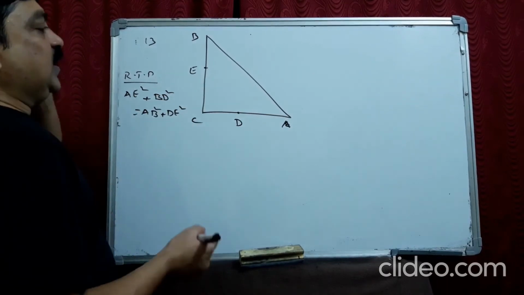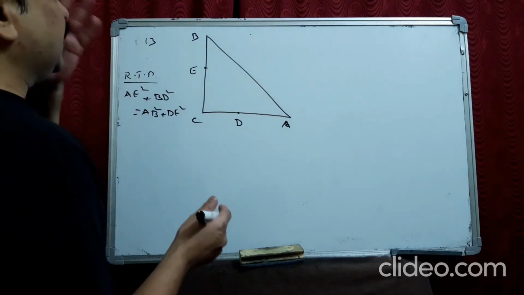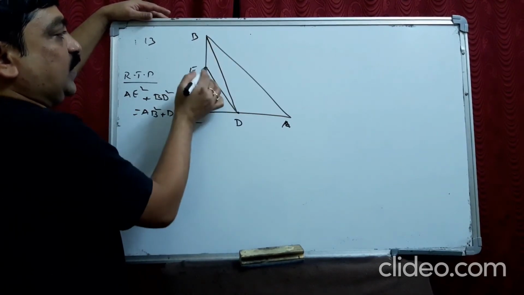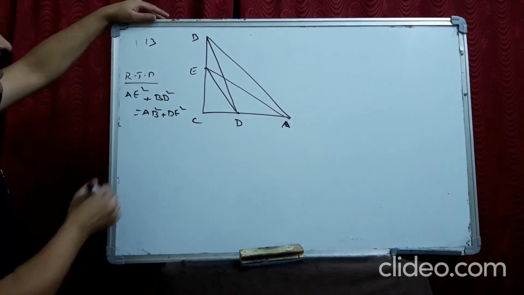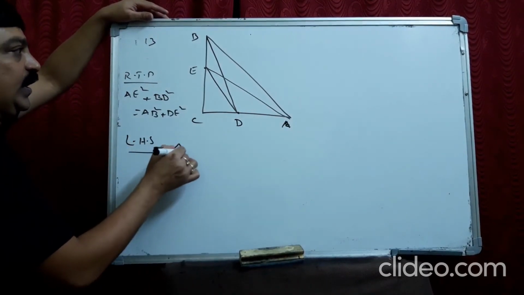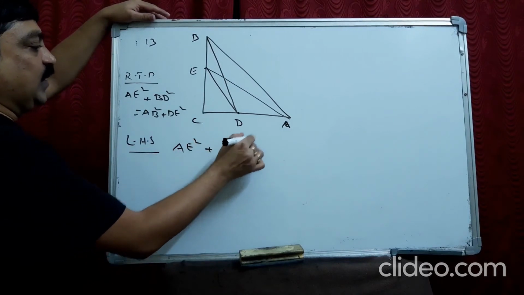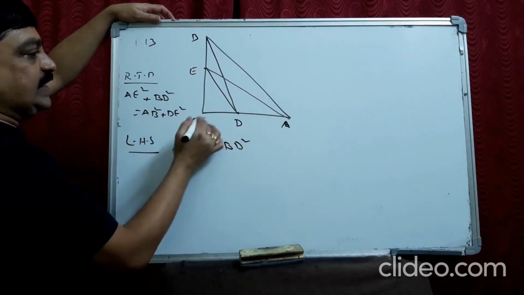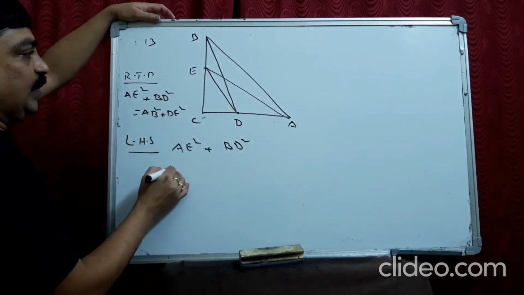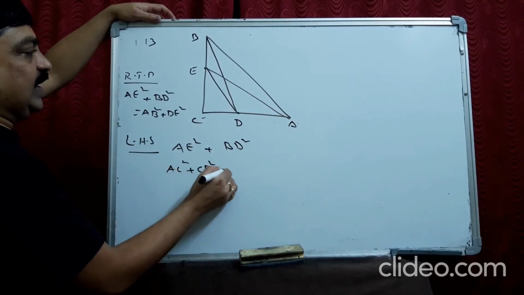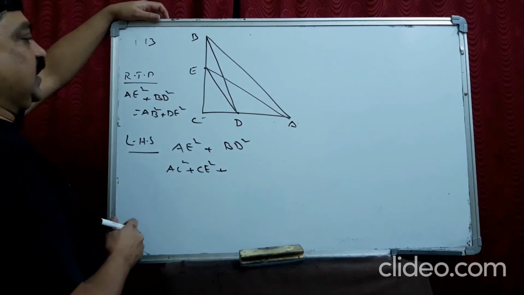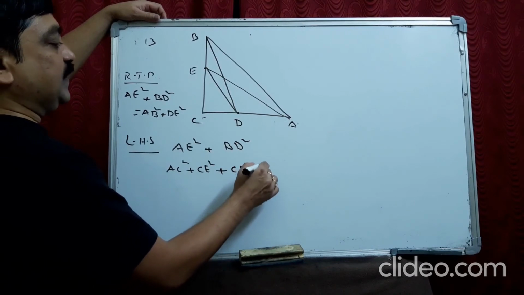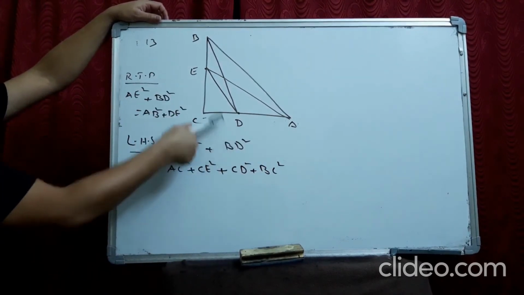Okay, let us see. So let us form all the right angle triangles that we can make. First I take these two. Next you can join these two also. Now let us take LHS, AE square plus BD square. From LHS, if you take AE square as the hypotenuse from triangle ACE, it becomes AC square plus CE square. In the same way, BD square is CD square plus BC square.